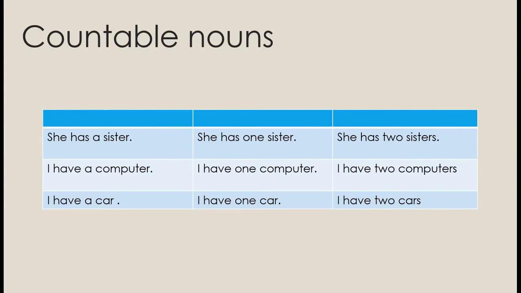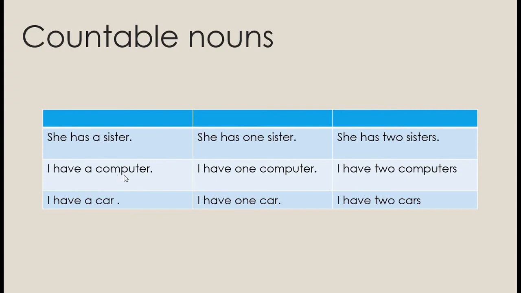Now let's look at these examples. She has a sister. This means one sister. She has one sister. It's the same. We can say she has a sister or she has one sister. The last one, she has two sisters. Here, two with a plural noun. We add s to make it plural.